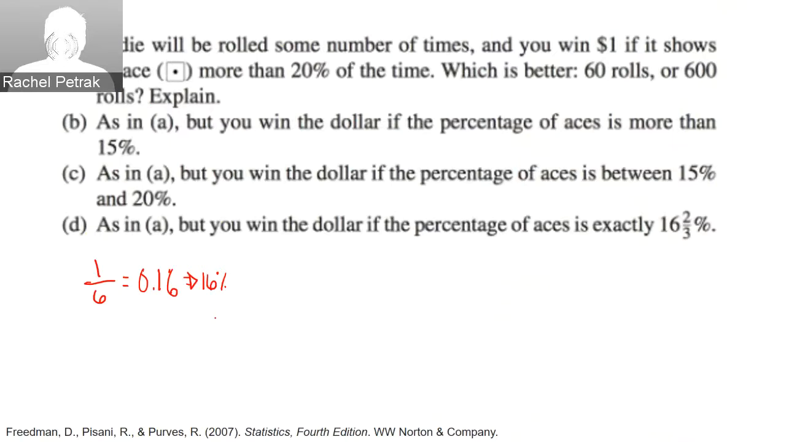So here we can keep in mind that we have a 16% chance of getting an ace on any individual roll. So now we want to know if it shows an ace more than 20% of the time.